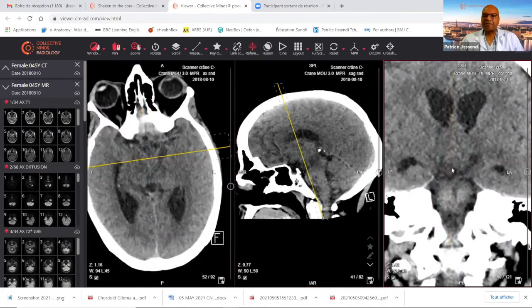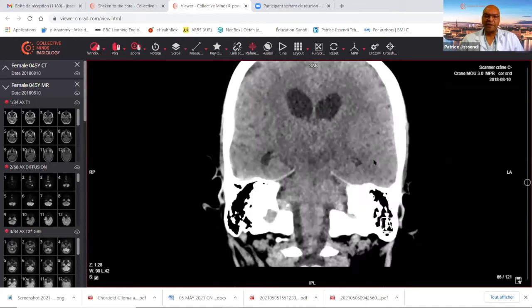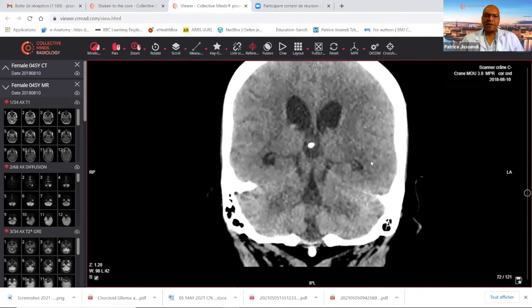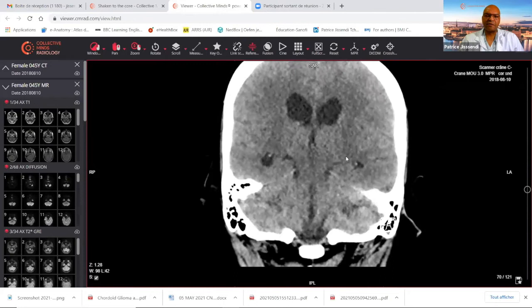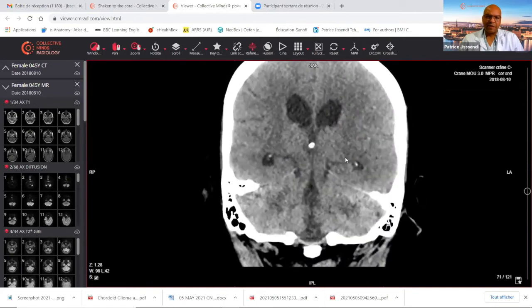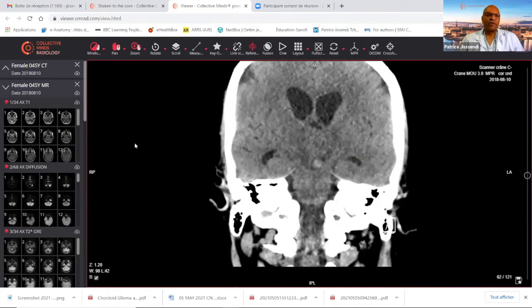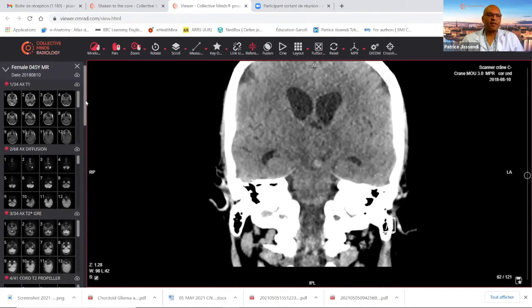And on the coronal plane, you can see the mass effect on the ventricles, with enlargement and dilatation of the lateral ventricles and the temporal horns. Once again, this is just a calcification of the choroid plexus, and it's not part of the mass itself. So I think we will get more information by looking at the MRI.